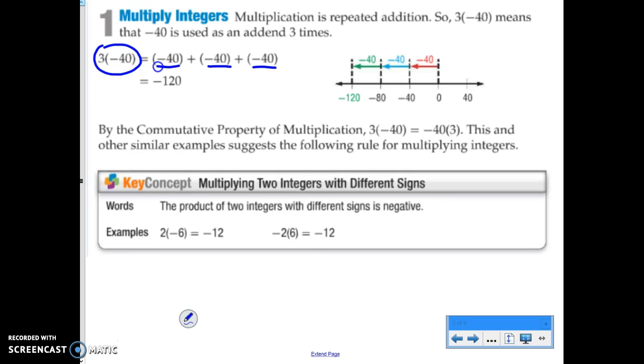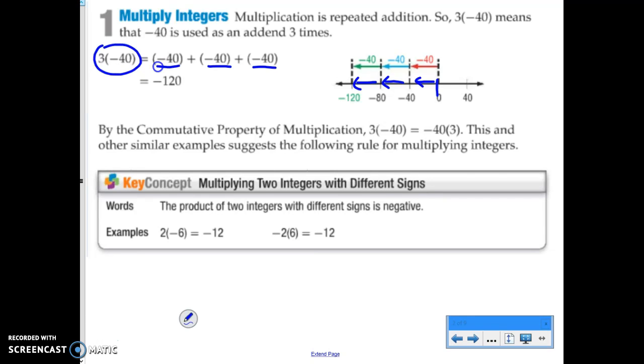Here they just illustrated on a number line for you, stating that they start at 0. Because we're adding negative 40 three times, we're moving to the left 3 separate times, 40 units, which is still going to end up as our sum, which is negative 120. It says, by the commutative property of multiplication, 3 times negative 40 is the same thing as saying negative 40 times 3. This and other similar examples suggest the following rule for multiplying integers.